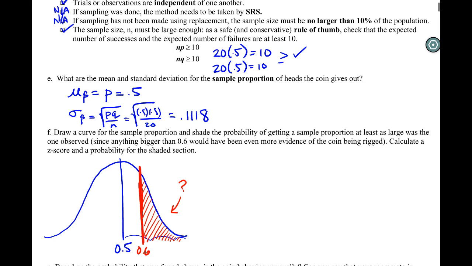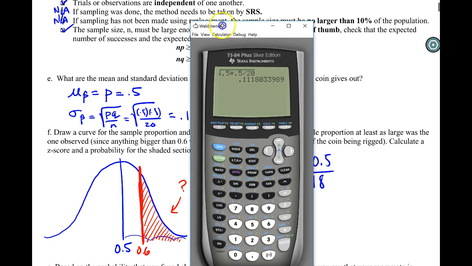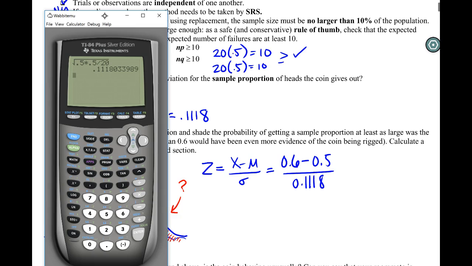We know z-scores also tell us how unusual something is. So we'll do that in 2 steps. First one we'll go ahead and do is our z-score. This is our observed minus our mean divided by our standard deviation. So 0.6 minus 0.5 all over that 0.1118. We already know based on our drawing and based on thinking about that standard deviation that this is less than 1, but we'll get an actual number for it.